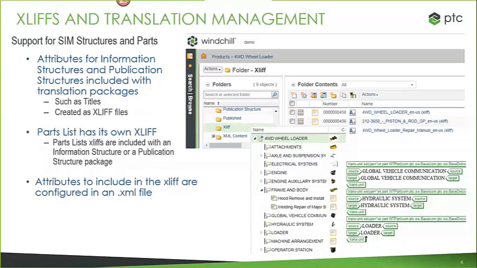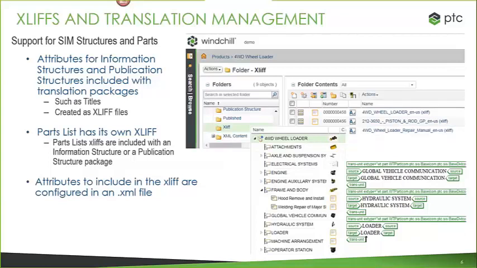So the idea is when this XLIFF is sent to the translation vendor, it will come back and the source will still be in the original language and the target will contain the translated strings. And the configuration of which attributes to include in the XLIFF, that's in a configuration file on the Windchill side that's called localizable atset.xml.